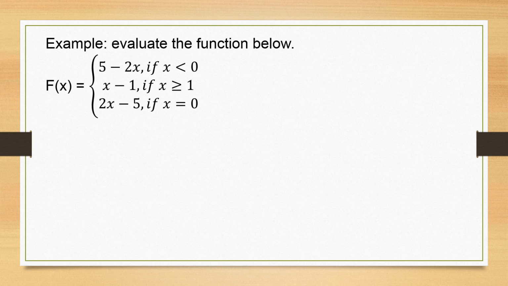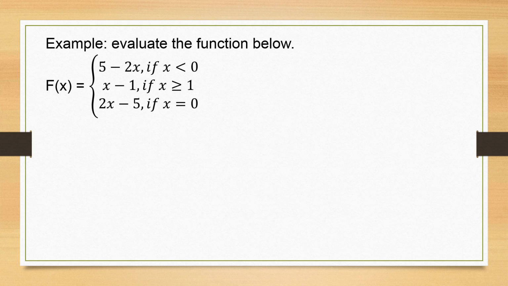Okay, let us proceed now to an example, still on piecewise function, but now on evaluating it. In evaluating the piecewise function, we also have to consider the variables that are restricted. Like for example, we are given f of x equal to the first function, 5 minus 2x if x is less than 0. We have to bear in mind that we can evaluate this first function, 5 minus 2x, only when x is less than 0, meaning only those values which are negative.